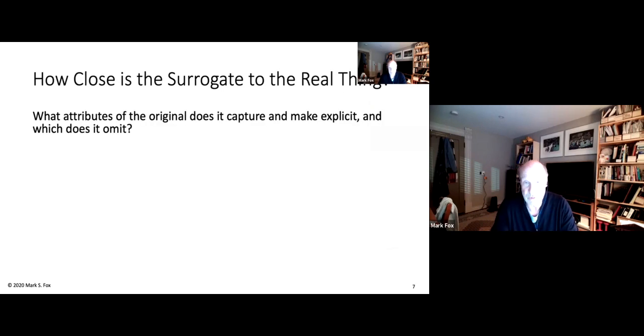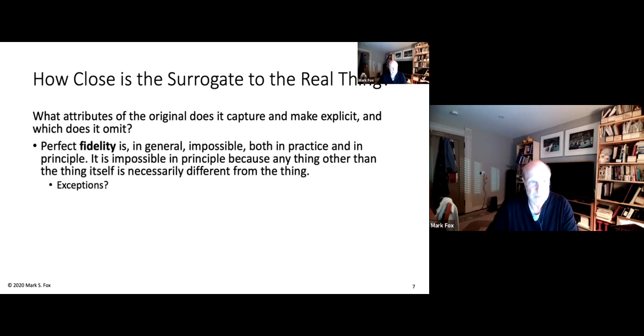So the question then arises, how close is a surrogate to the real thing? What attributes of the original does it capture and make explicit, and which does it omit? This is a very important question. How close is a surrogate to the real thing? What does it capture? What does it omit? Because perfect fidelity is in general impossible, both in practice and principle.